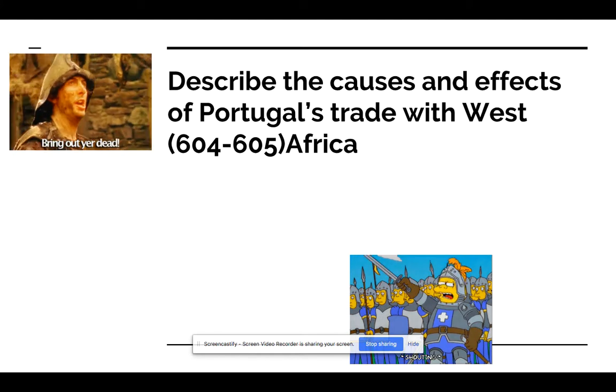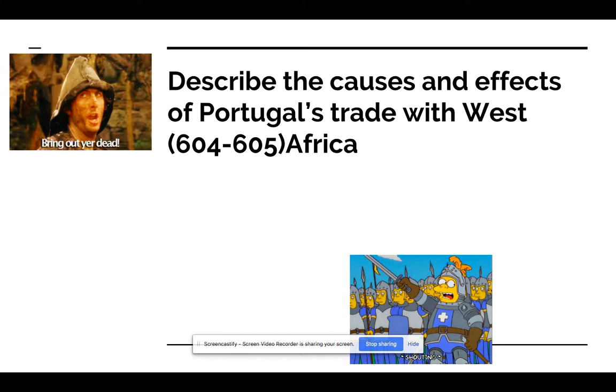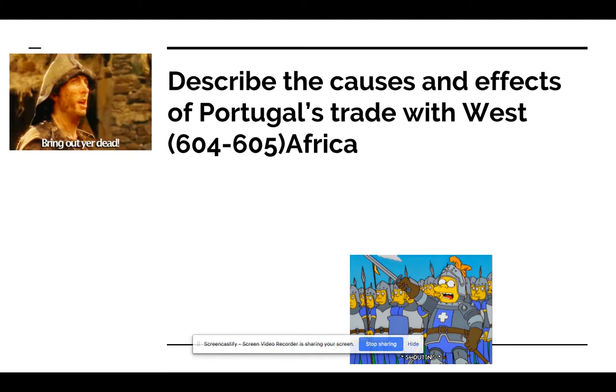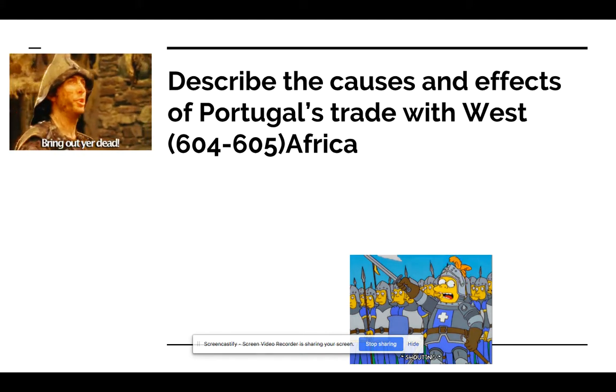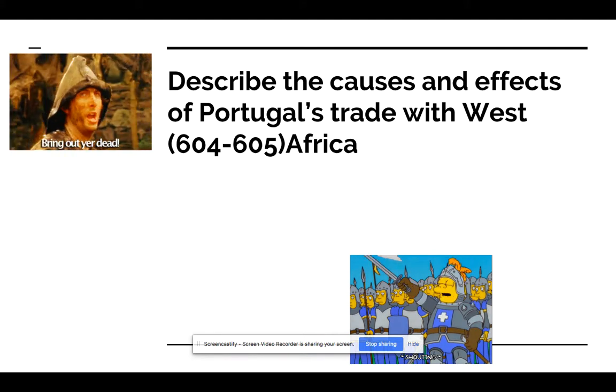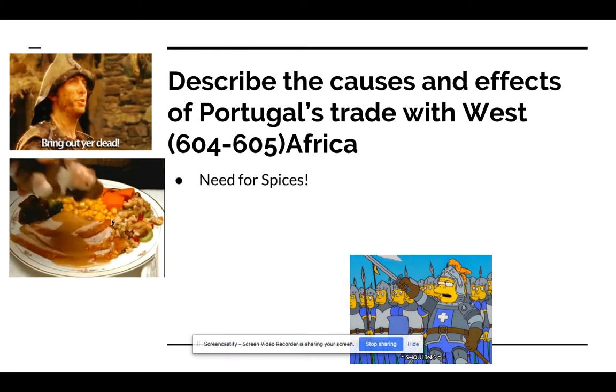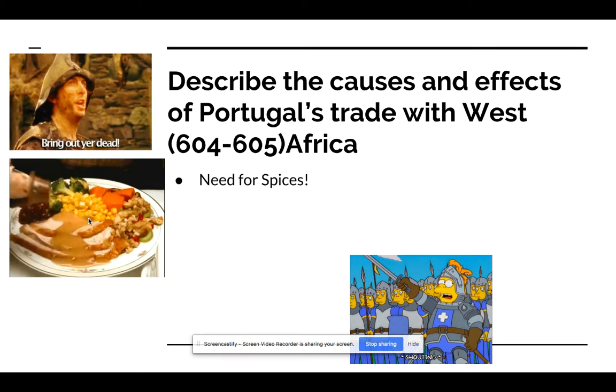So the first key concept question that you need to be able to answer is describe the cause and effects of Portugal's trade with West Africa. All right. So let's first go over the causes. The first thing that you want to understand, looking at the causes, is specifically the need for spices, and this image kind of represents that.